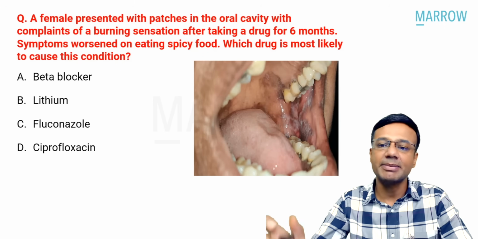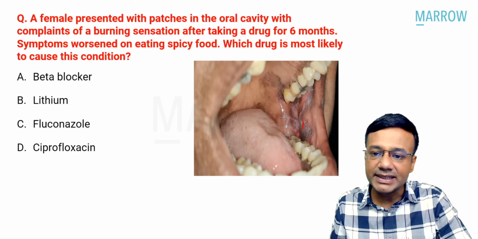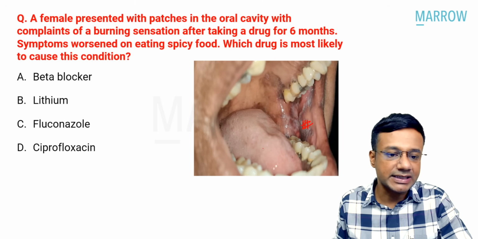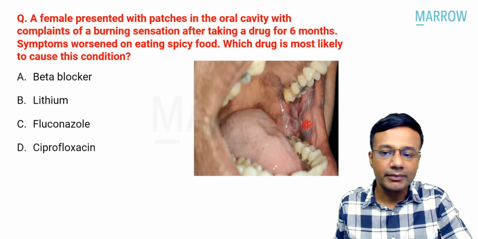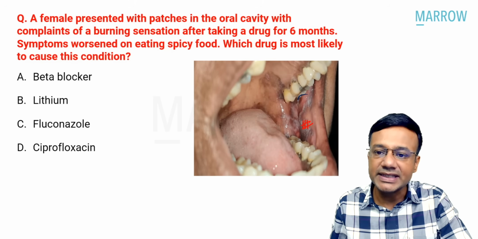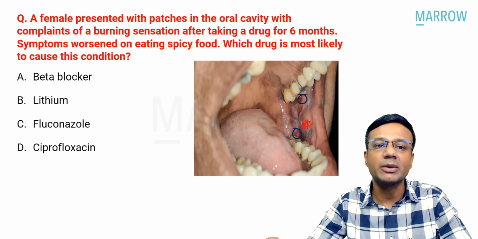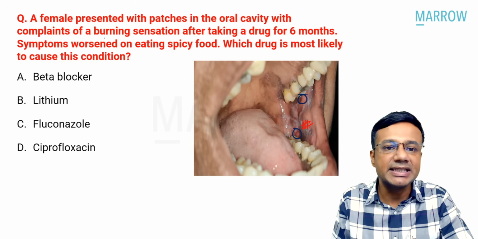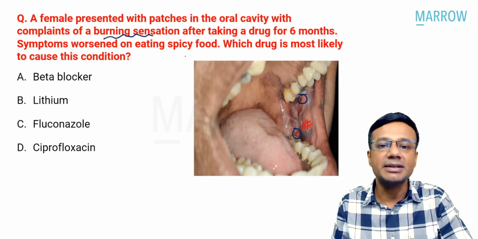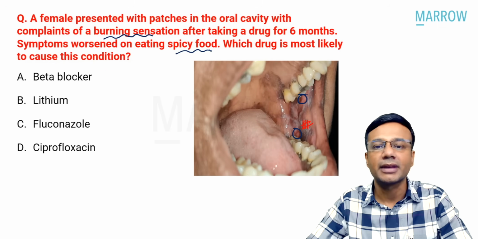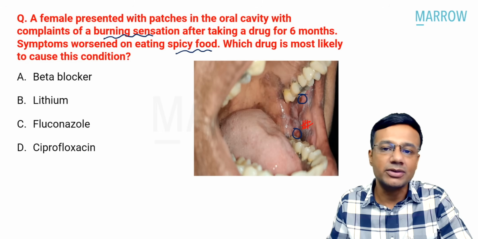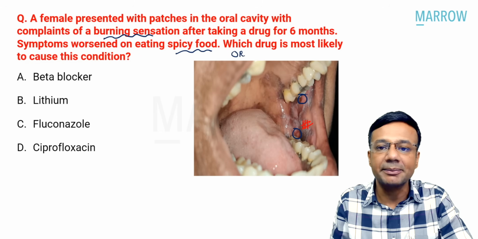Now, when we look at this image here, what do we see? We see a reticular pattern which is seen in the oral cavity. And apart from this, we see some erosions. So because of these erosions in the oral cavity, what is happening? You're getting burning sensation, and this is worsened by eating spicy food. So what is the diagnosis here? The diagnosis here is oral lichen planus. So this is a patient with oral lichen planus.